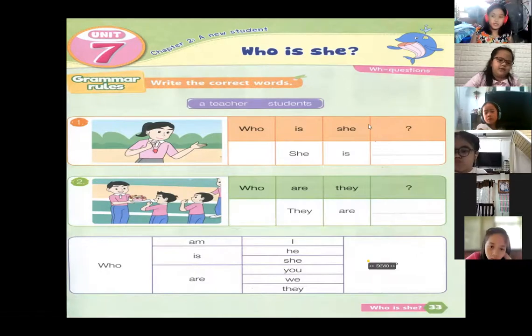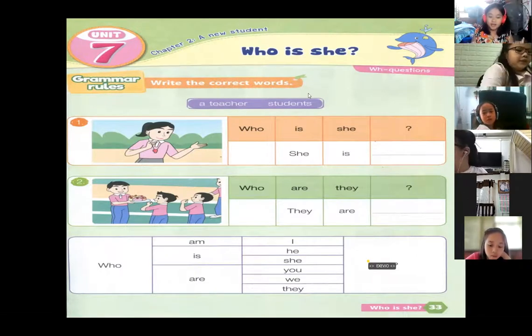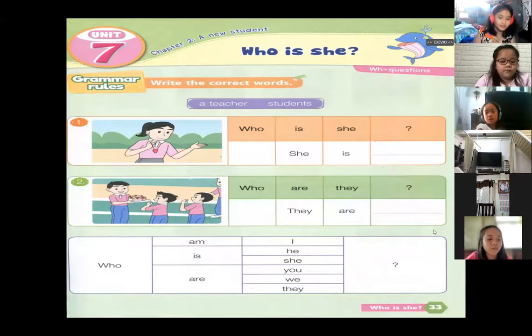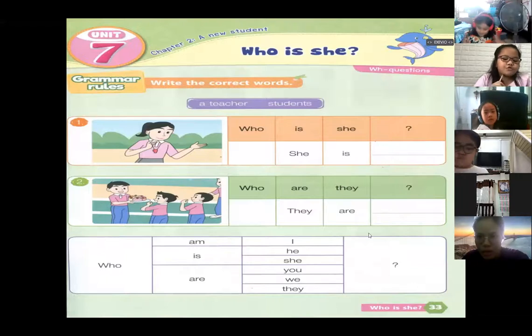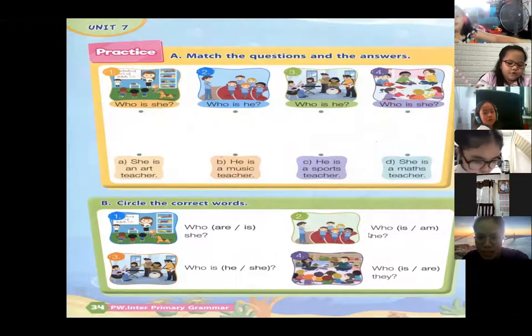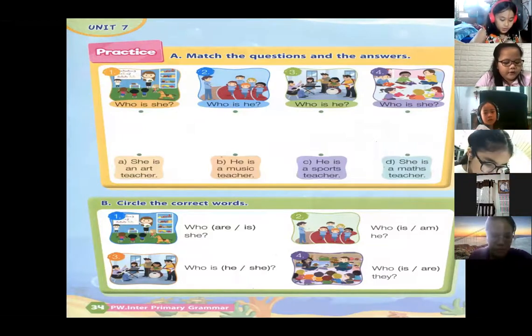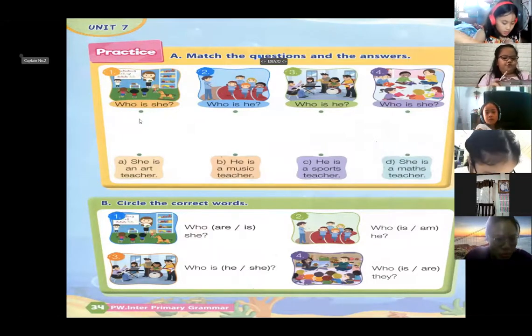Page 30, please do not write. Do not write. I can see who's writing. I will deduct 1 point for you. Okay, don't write anything, students. Okay, 34. Let's practice now. I will call each one of you and then you give me the answer.